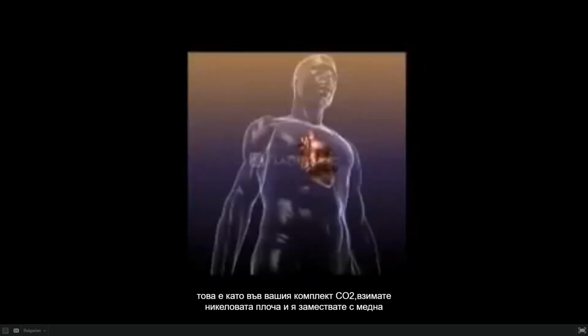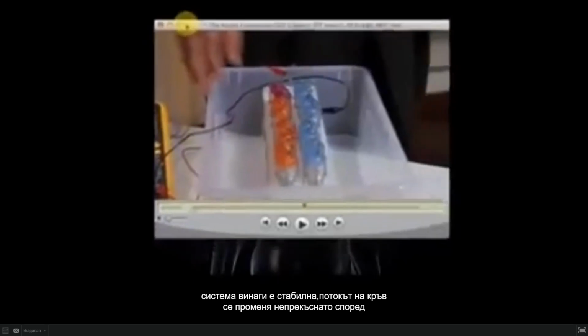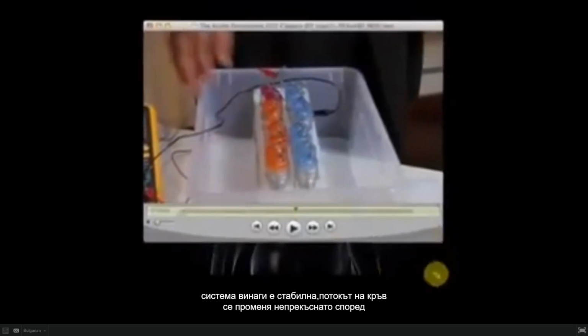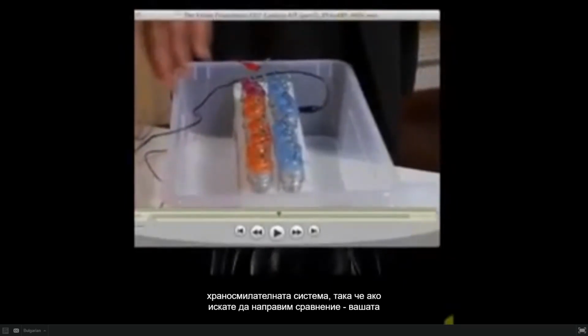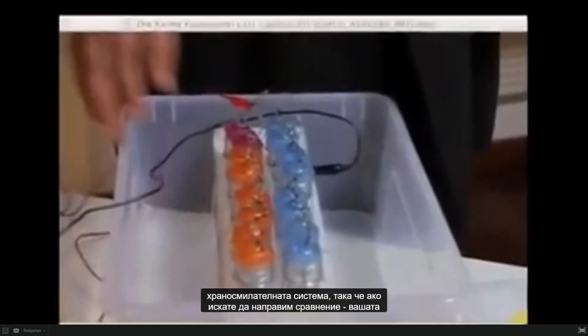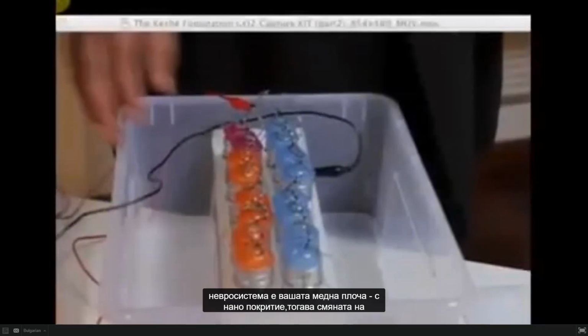It's like in your, what do you call it, CO2 kit. You pick up the nickel plate and replace it with a copper plate. Suddenly the white becomes green or blue. Because in totality, the neural system is always stable. It's the blood flow which continuously changes according to the digestion system. So if you want to compare it, your neural system is your copper plate, nano-coated.